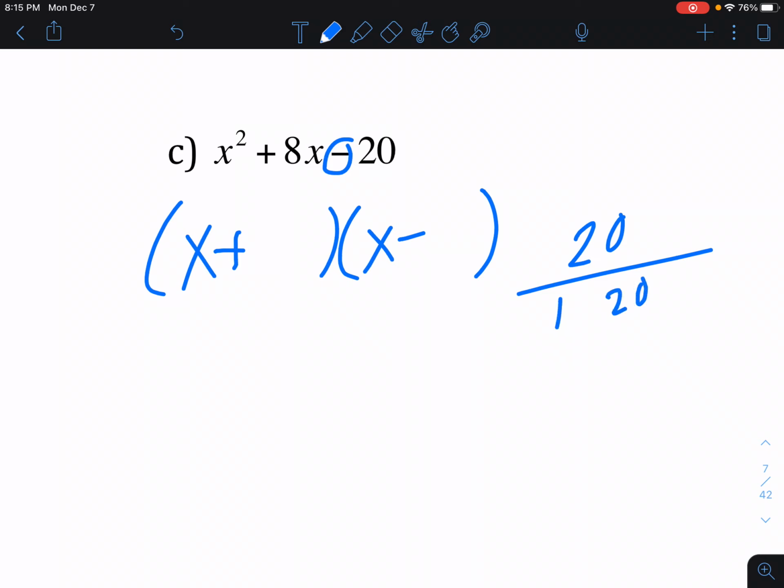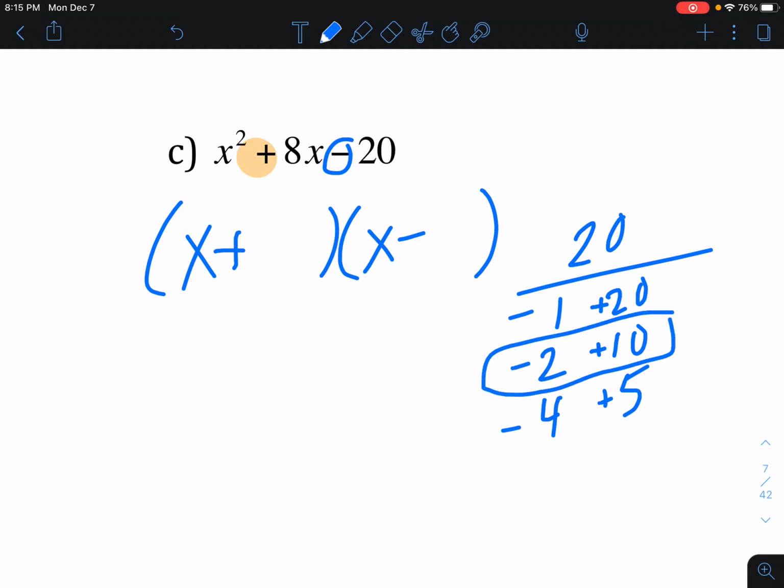So 1 and itself, 20 divided by 2 is 10, 3 no, 4, 20 divided by 4 is 5. Then look at the B term. It's a plus, so the sign of B goes to the bigger numbers. There's the bigger numbers, so the other numbers get the minus. Which pair should I use to get a plus 8x? That would be this right here. So minus 2 and plus 10.